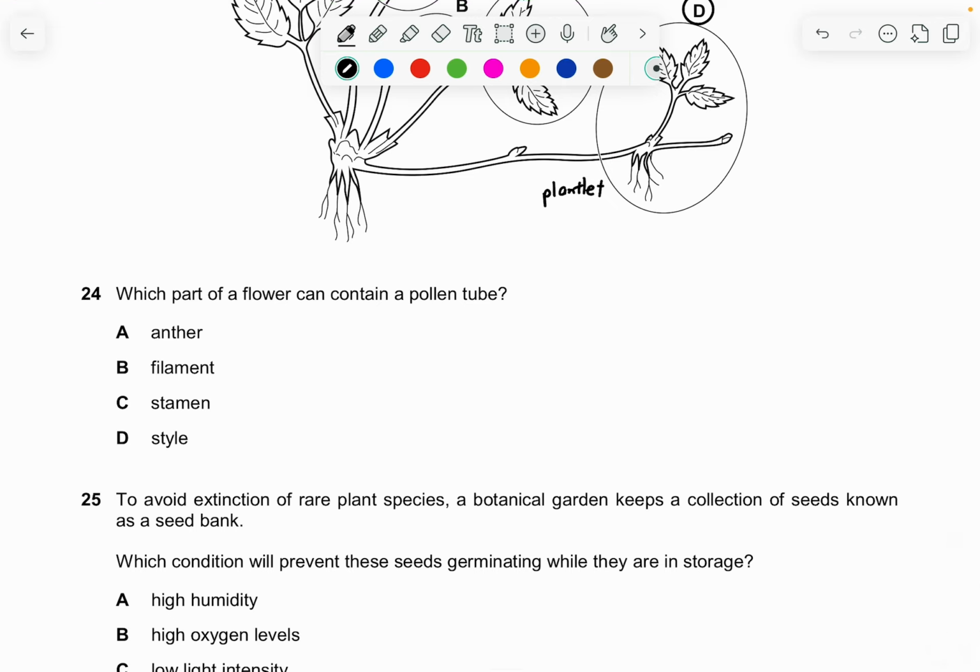Question 24. Which part of the flower can contain a pollen tube? Okay, which is actually the style.